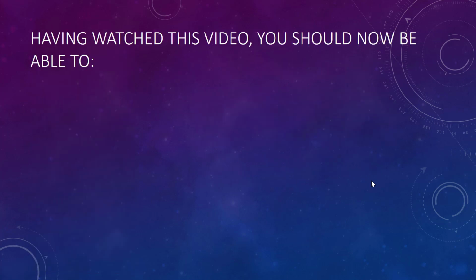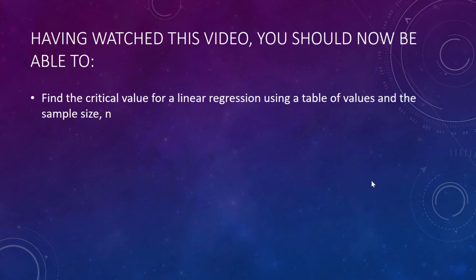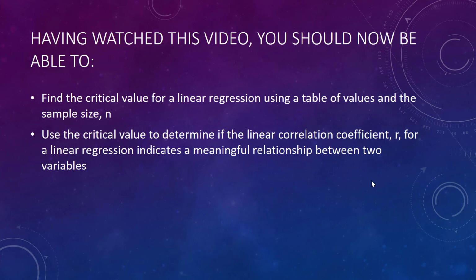Having watched this video, you should now be able to find the critical value for a linear regression using a table of values and the sample size n, and use the critical value to determine if the linear correlation coefficient r for a linear regression indicates a meaningful relationship between two variables.